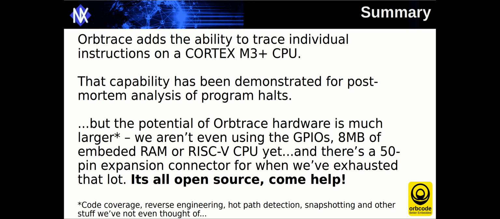We've demonstrated it for post-mortem analysis, but we can do a lot more. The hardware has a lot more capability on it. We aren't using those GPIOs yet. We aren't using the embedded RAM. We aren't using the RISC-V. And on the other side of the board, the bit I didn't show you, there's a 50-pin expansion connector as well. So there's plenty of headroom and expansion for doing more things that we don't do right now. Code coverage, reverse engineering, hot path detection, snapshotting, all sorts of bits and pieces you can do that we haven't done historically because the tools for doing so have not been accessible at a reasonable price point.